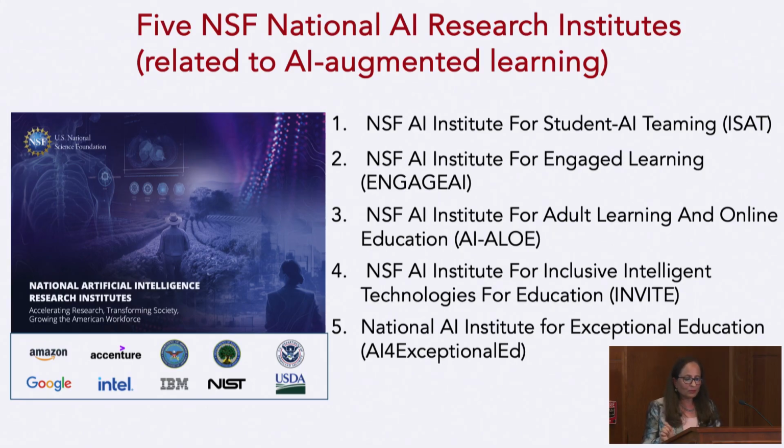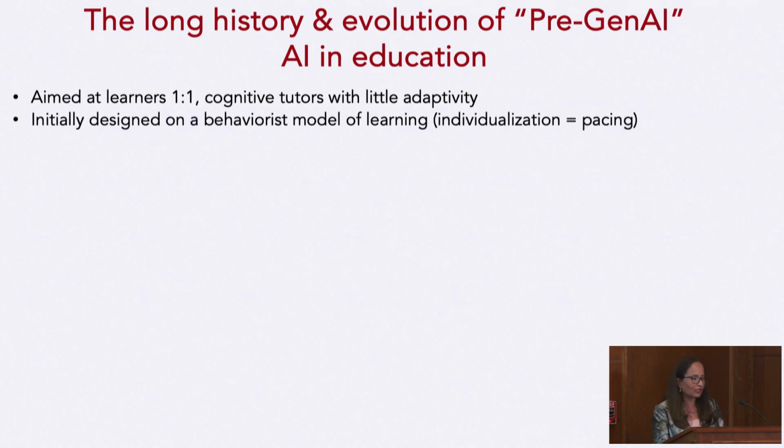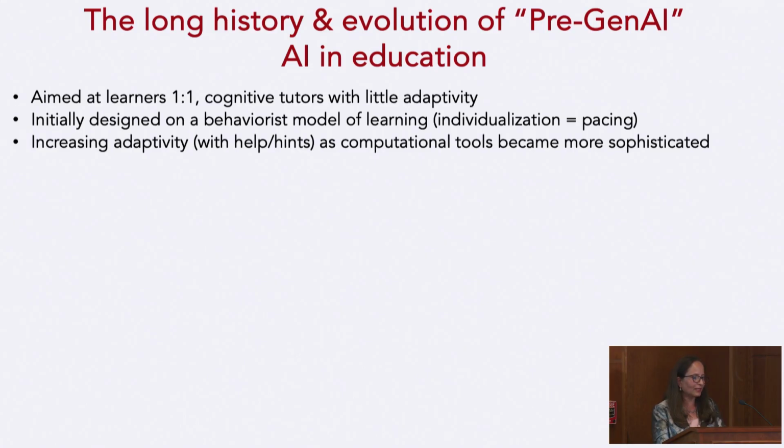Although each institute has specific research objectives, they all share a common goal to improve student learning outcomes, particularly addressing disparities impacting students from historically marginalized communities. Now, coming to the long history of AI in ed, I think the most prominent AI efforts in recent memory took off in the 80s and 90s and were centered on cognitive tutors and intelligent tutoring systems. They were initially designed on the behaviorist model of learning, where individualization was basically just a matter of pacing, individual pacing. But as computational tools have become more sophisticated, there's been increasing adaptivity.